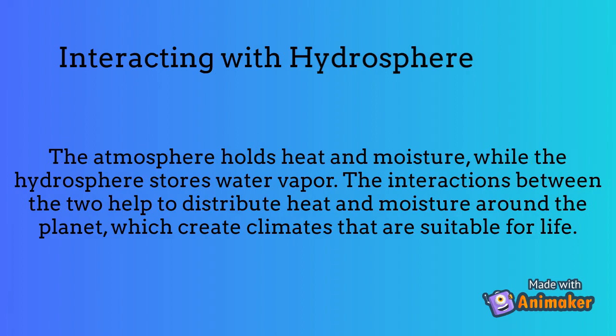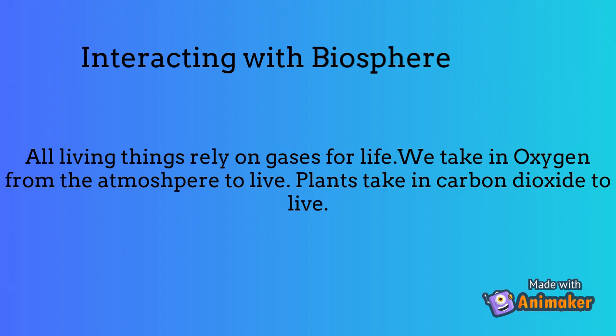An example of how atmosphere interacts with the hydrosphere is that the atmosphere holds heat and moisture, while the hydrosphere stores water vapor. The interactions between the two help to distribute heat and moisture around the planet, which create climates that are suitable for life. An example of how atmosphere interacts with biosphere is that we rely on gases for life. We take in oxygen for life, and plants take in carbon dioxide for their life.